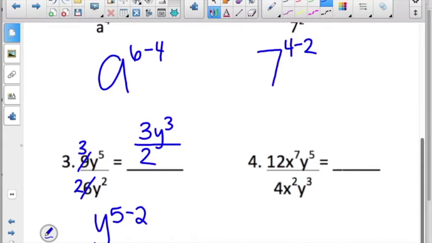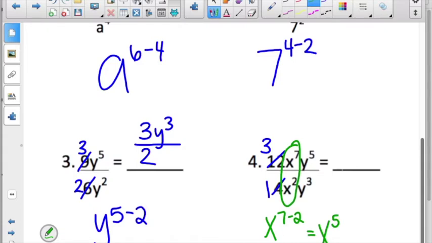And the last one, again, we have coefficients to simplify. So we're going to simplify 12 and 4. We're going to divide those both by 4. 12 divided by 4 is 3. And 4 divided by 4 is 1. X to the 7th over x squared. So we're going to have x to the 7 minus 2, which gives us x to the 5th. Again, that goes in our numerator. And we also have a y.